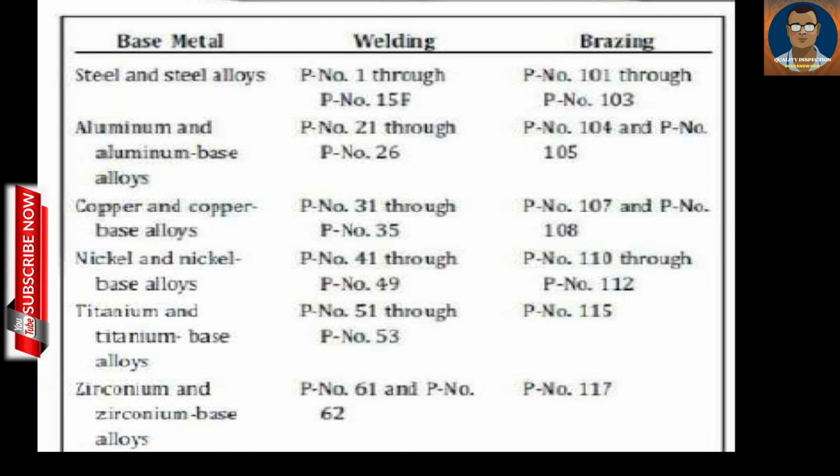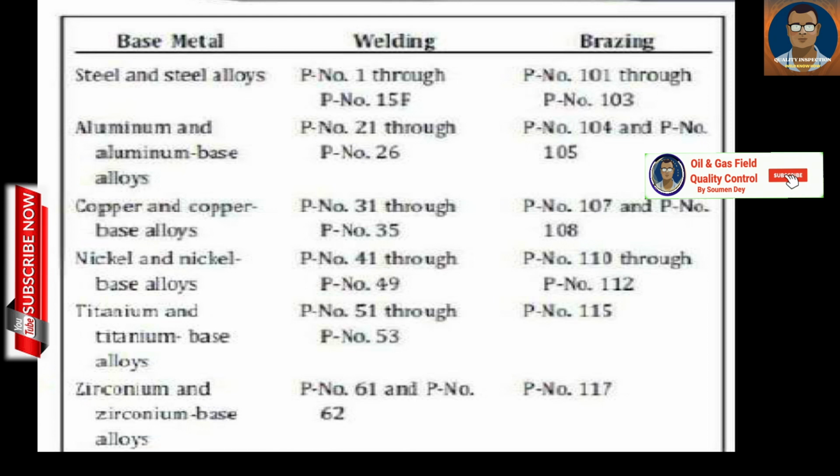Impact testing is some kind of strict requirement, so you should follow some subgroups which are not essential for non-impact material, but when impact testing is mandatory, then the supplementary essential variable or subgroup will be essential. These assignments are basically based on comparable base metal characteristics such as composition, weldability, brazability or mechanical properties. So you can see a short glance of the table here. Base metal, steel and steel alloys. For welding, it is P number 1 through P number 15F.